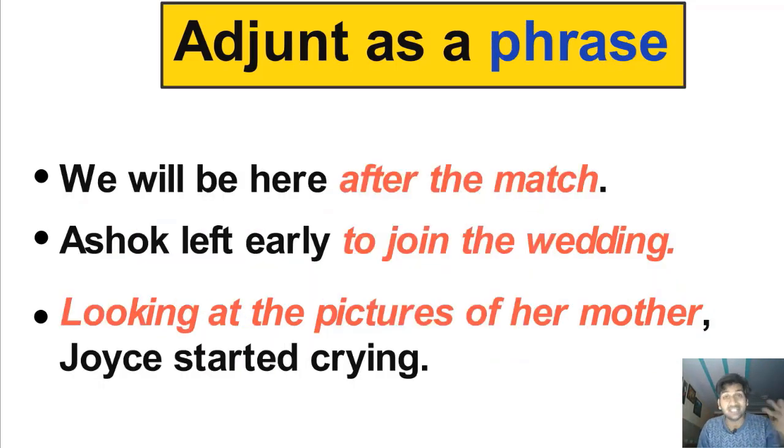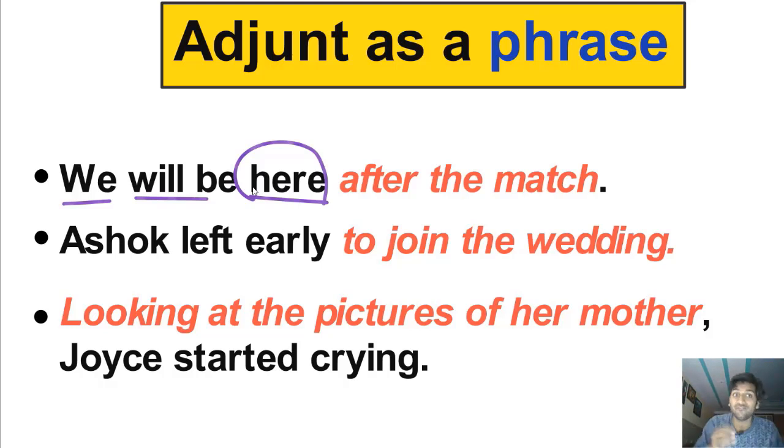Now, adjunct as a phrase. Can it be a phrase? Absolutely. We will be here after the match. We will be here. So here, this word here in the sentence is not an adjunct. It is the subject complement, which is needed. You cannot call it an adjunct because this piece of information is needed to complete the meaning of the sentence.